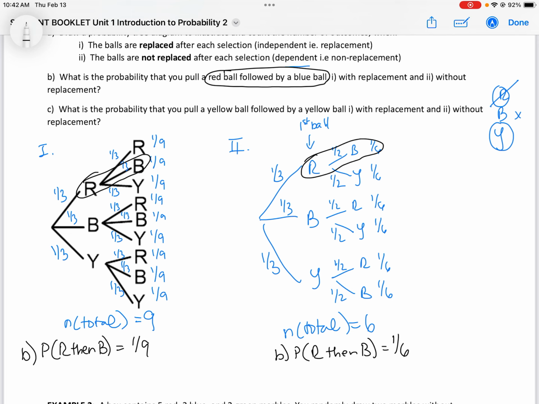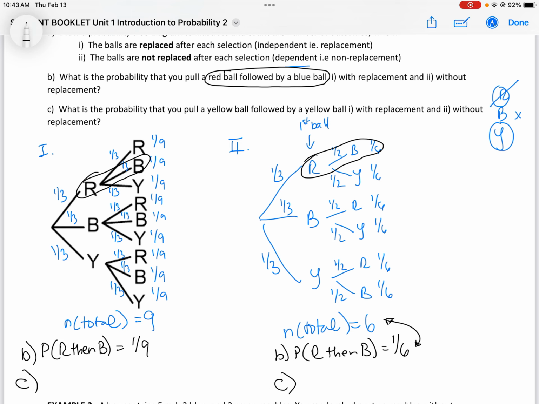So they can only happen one way, both of them. However, the denominator is 9 versus 6. There are just 3 fewer options that it could be. And remember this end total, really start to connect that it matches up with the denominator.